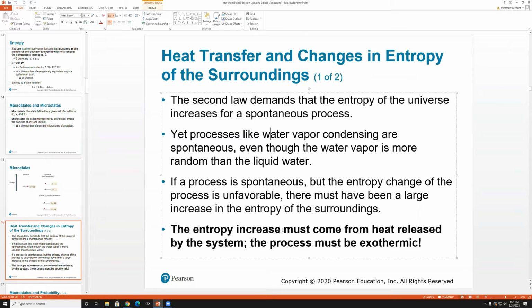But if you have the opposite occurring, which is still spontaneous under the right conditions, that entropy increase, because the universe still has an entropy increase, must come from the heat and energy released by the system, and therefore the process must be exothermic. And this is true for most of the exothermic and spontaneous reactions.